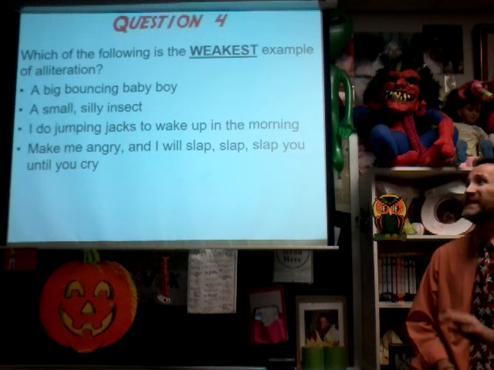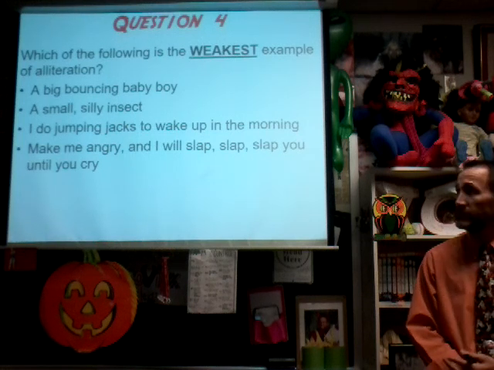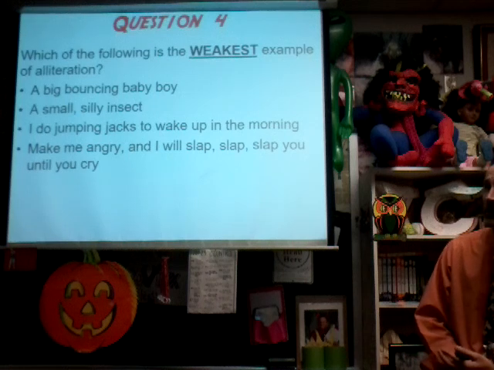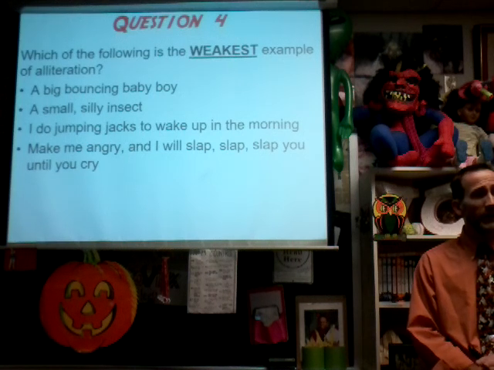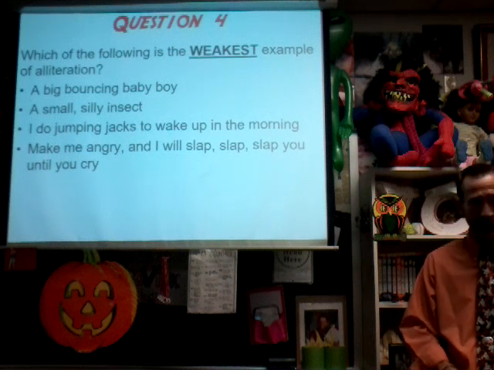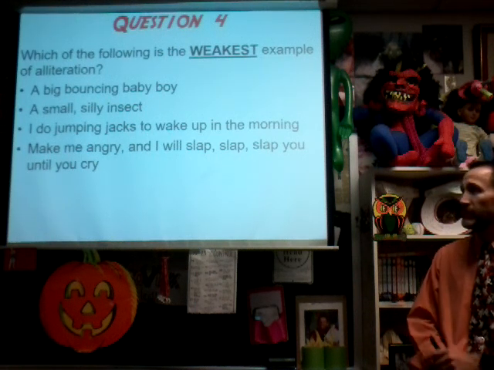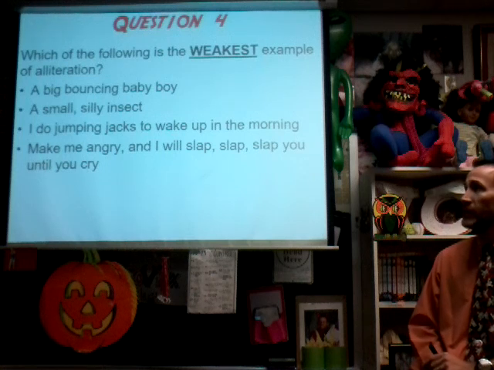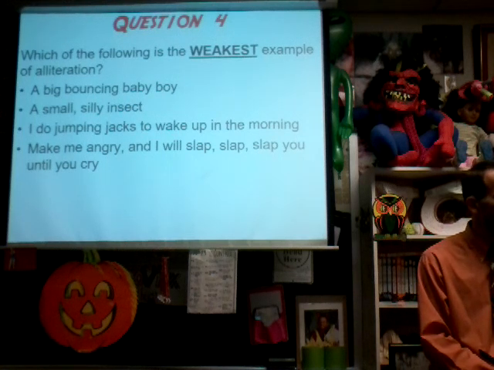Do all four of these have alliteration? Yes. No. Yeah. The third one doesn't. Yes, it does. He jumps up and down. Jumping jacks. To prove whether it's right or wrong, do you say there is alliteration in the third one? What's the alliteration there? Jumping jacks. I would agree. Jumping jacks would count.